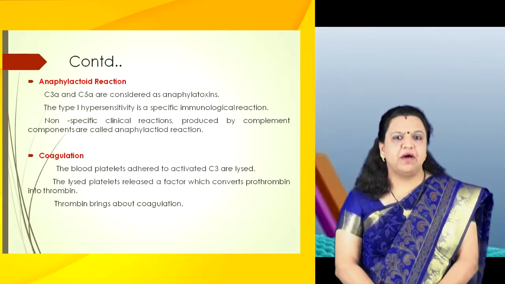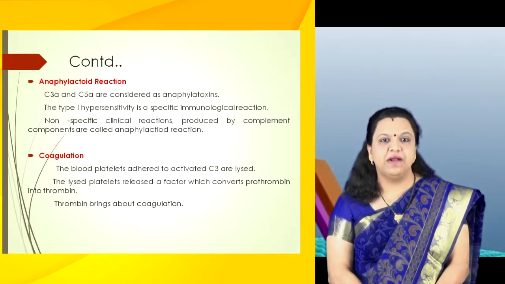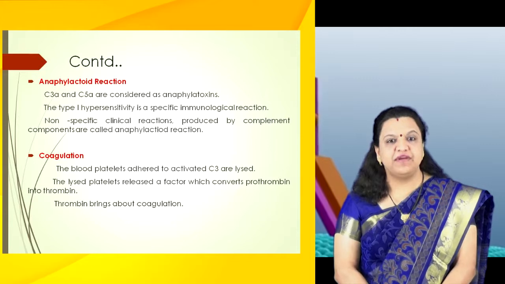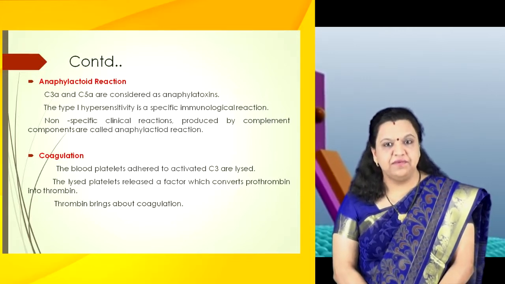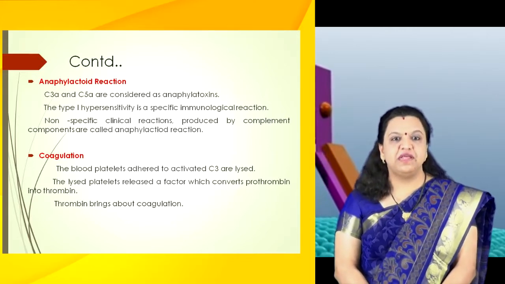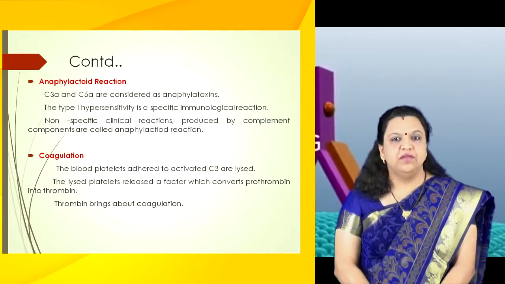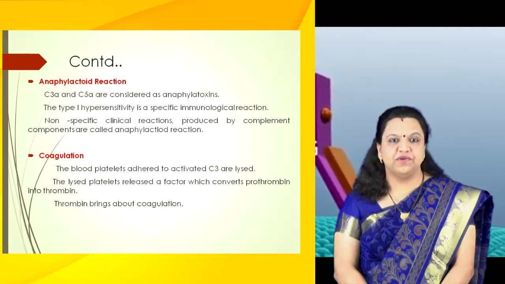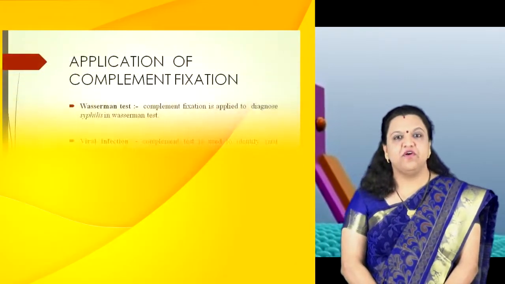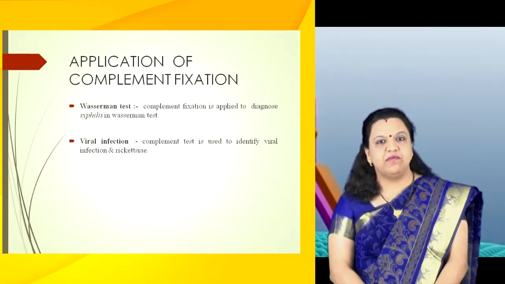The complement system brings about the coagulation of blood. The blood platelets that adhere to activated C3 are lysed. The lysed platelets release a factor which converts prothrombin into thrombin. Thrombin brings about coagulation.